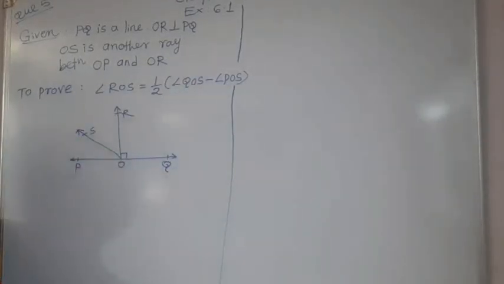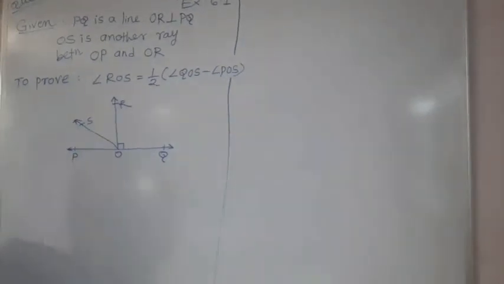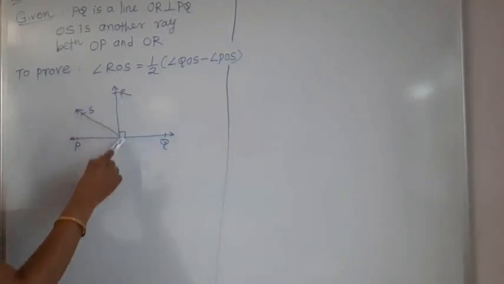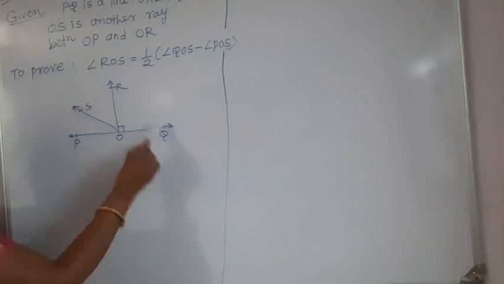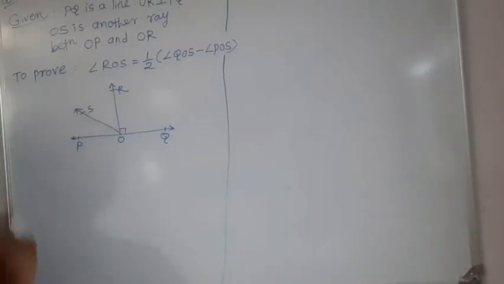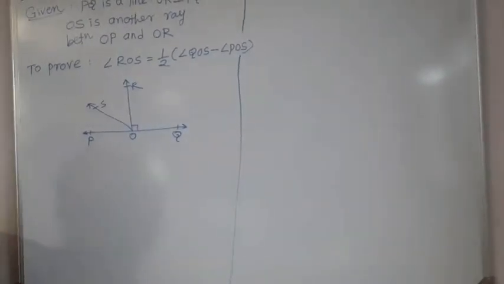Now here it is given that RO is perpendicular to PQ, means angle ROQ and angle ROP both are right angles. Use that thing.